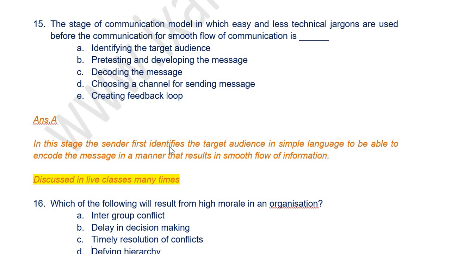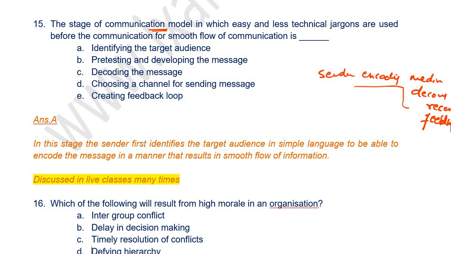Another question moving on was related to the communication model. Not the common words were used here. Again, in the various communication models, the general words that we use are sender, then encoding the message, then using a medium, then decoding, and receiver, and then we have the feedback. So these are the general process of the communication model that is talked about, but here they have not used that. However, what was mentioned is that the communication model is one in which very easy and less technical jargon is used before the communication for the smooth flow of communication, right?